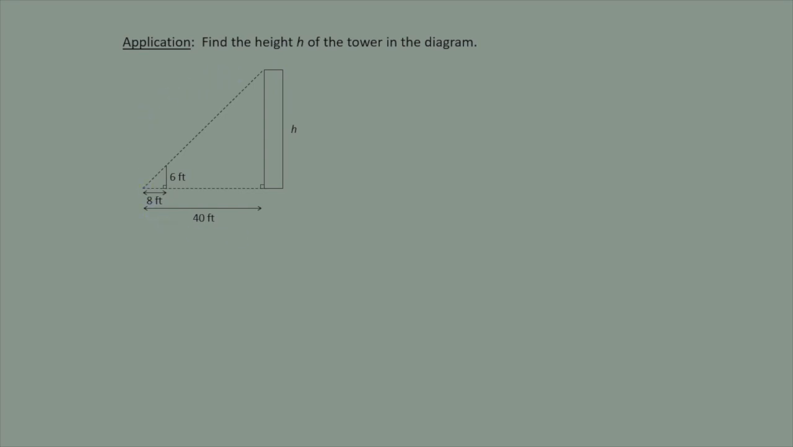The important thing to notice is that there are two right triangles in this diagram. The smaller one that has a vertical leg of 6 feet and a horizontal leg of 8 feet, and the larger one that has the vertical leg of h and the horizontal leg of 40 feet. The smaller triangle placed inside the larger triangle indicates that they have the same base angle.